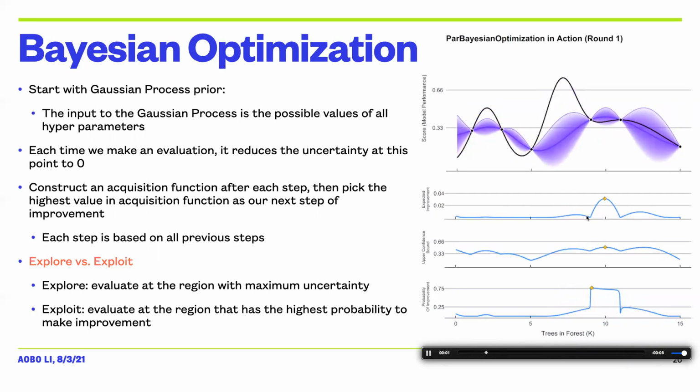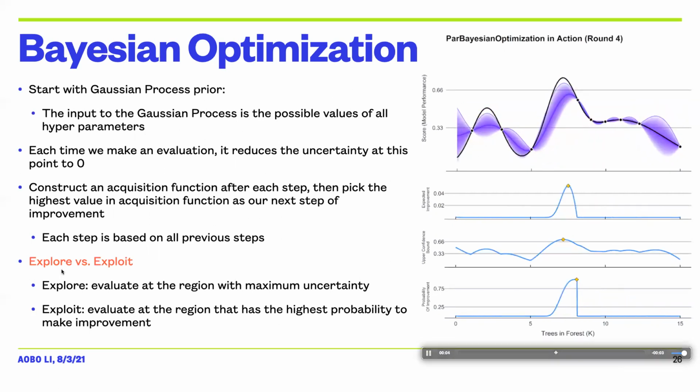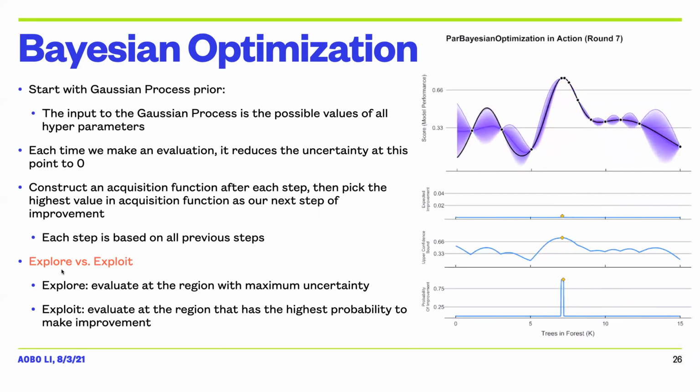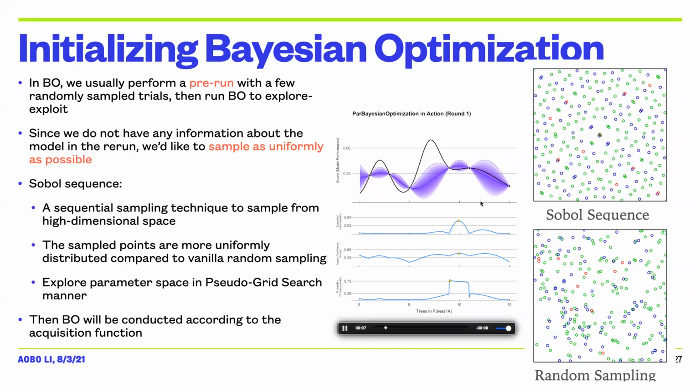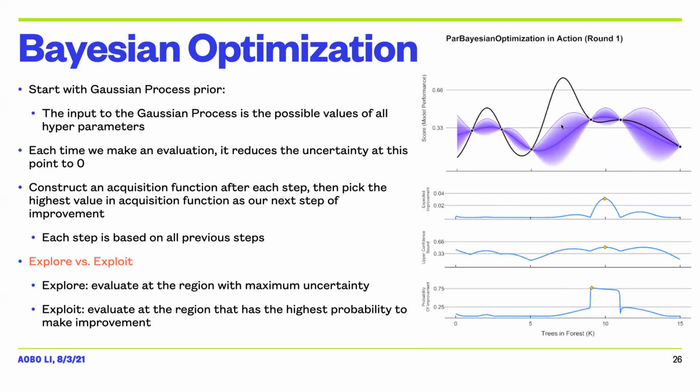This kind of search exhibits the explore versus exploit nature. The idea of explore is to evaluate a region with maximum uncertainty. For example, if I want to explore, I would explore here because this region has maximum uncertainty and I don't know it very well. But if I want to exploit, it means evaluating the region that has the highest probability of making an improvement. For example, I would exploit here because I can see this has the maximum possible upper confidence band.